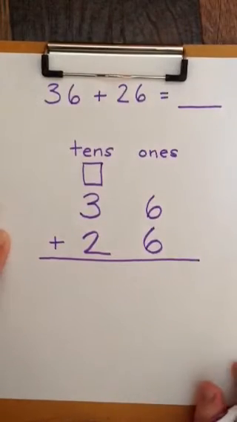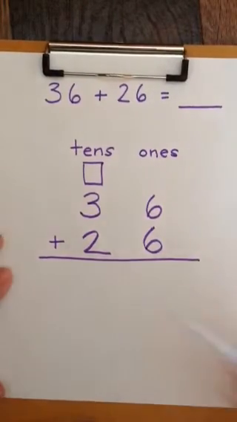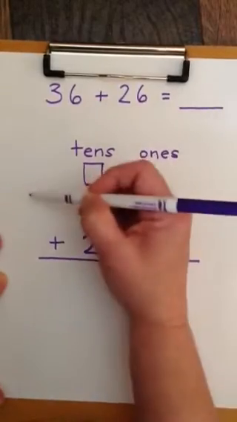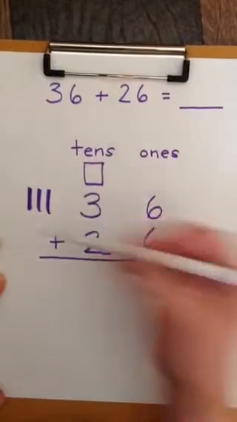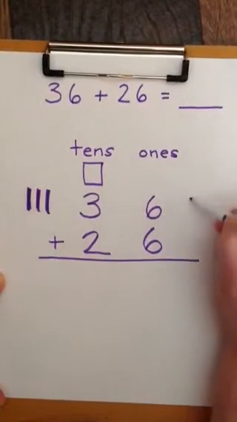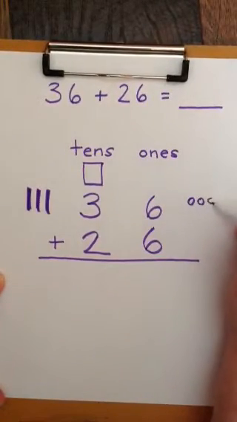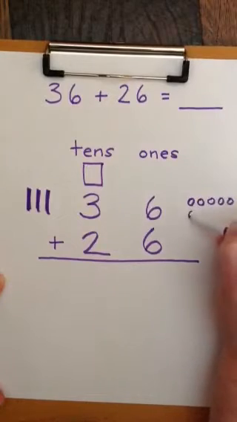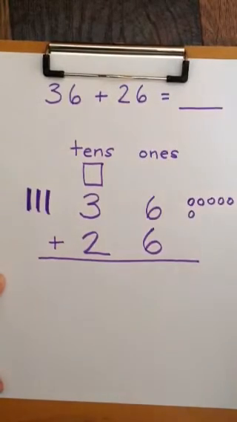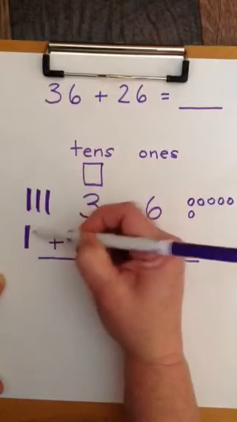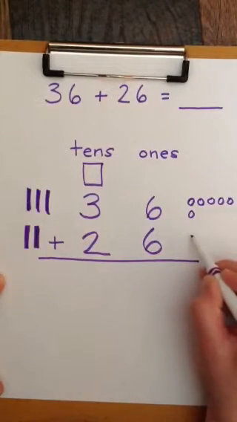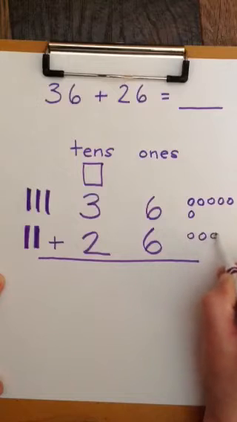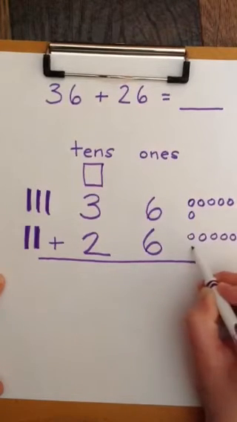We're going to start and add, and I'm going to draw it first, actually. 36 is 3 tens and 6 ones. 1, 2, 3, 4, 5, 6. And 26 is 2 tens, and 6 ones. 1, 2, 3, 4, 5, 6.